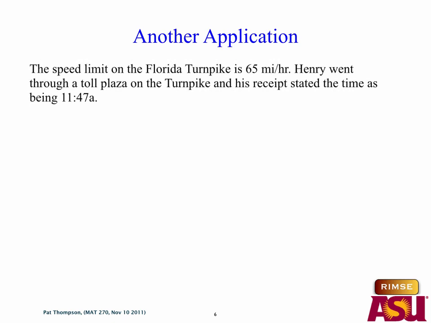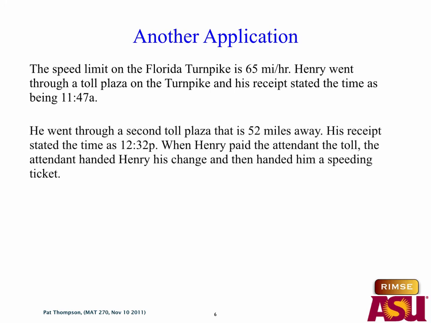gets people in trouble. Okay, so let me give you an example. The speed limit on the Florida Turnpike is 65 miles per hour. Henry went through a toll plaza on the Turnpike, and his receipt stated the time as being 11:47 a.m. He went through a second toll plaza that is 52 miles away, and his receipt stated the time as 12:32 p.m. When Henry paid the attendant the toll, the attendant handed Henry his change and handed him a speeding ticket. Why did that happen?